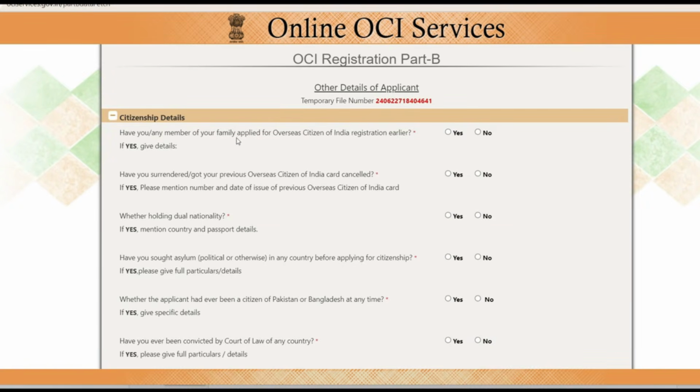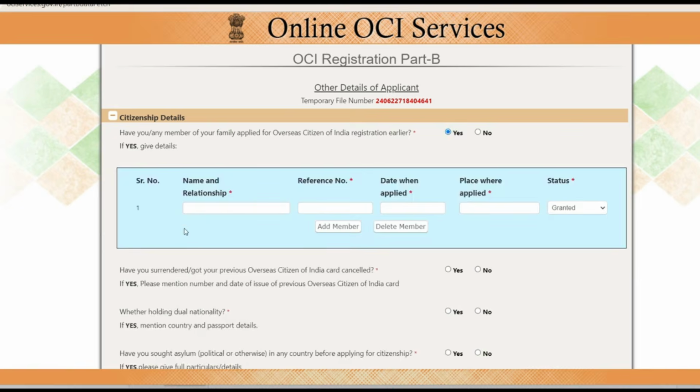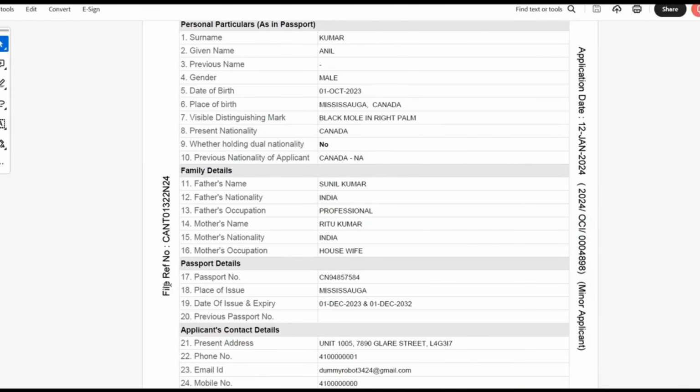Have you, or any member of your family, applied for Overseas Citizen of India registration earlier? If the answer is yes, they will ask for name and relationship, reference number, date when applied, place where applied, and status. If you open the old application of your family member, you will be able to see the file reference number written here and then the application date mentioned like this.